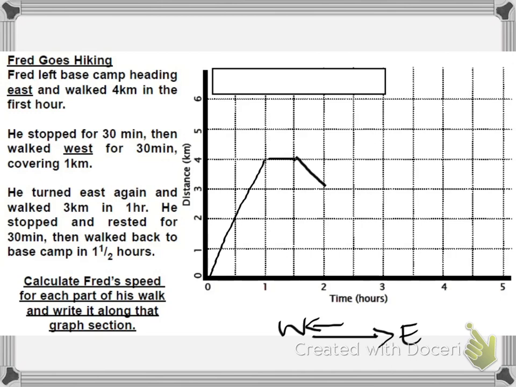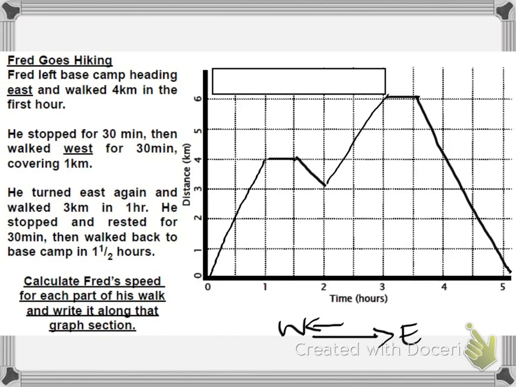So then he's turned east and he's walked 3 kilometres in 1 hour. So we were at 3, so he's travelled 3 kilometres, so we're going up. And now we're at hour 3. He then stopped and rested for 30 minutes, going across again, and then walked back to base camp in 1.5 hours. So in 1.5 hours, it takes us to 5 hours. And the distance from the starting point, we're going back to 0.